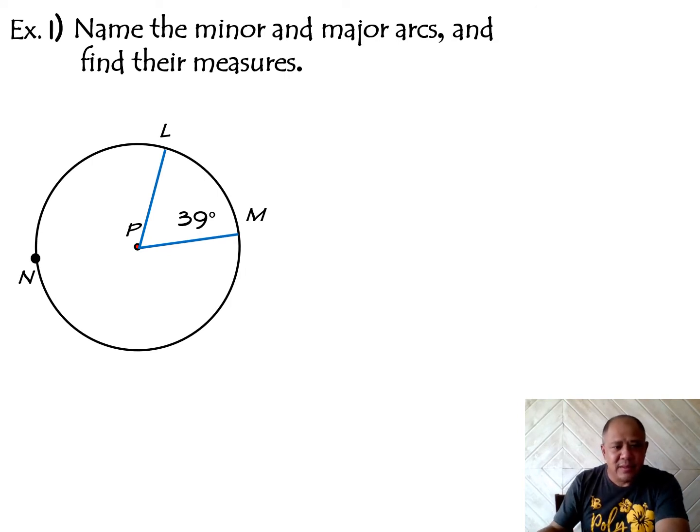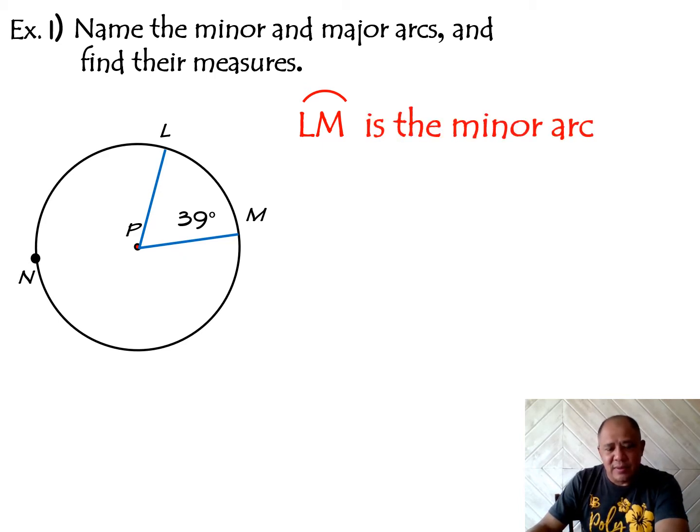So here, let's first name the minor arc and the major arc and find the measures of each. Notice we have here LM, which is the minor arc. And as you see, arcs are named by the central angle. And the central angle is 39. So the measure of LM is 39 degrees.